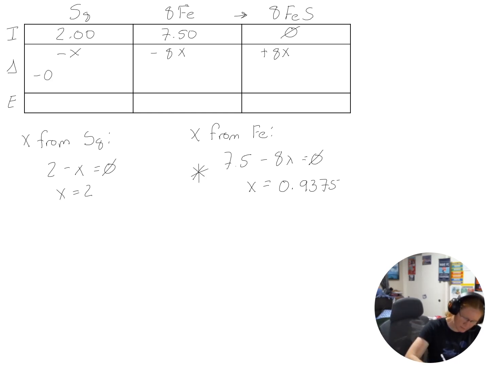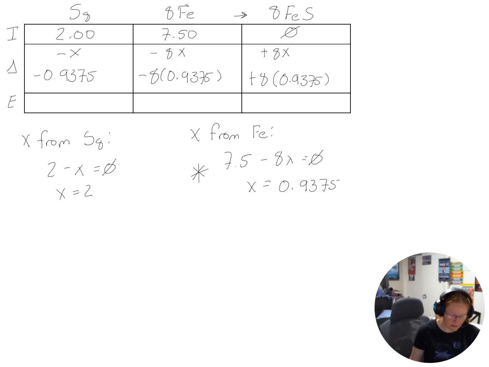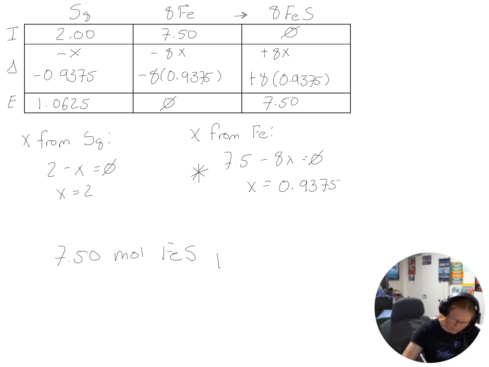So we'll lose 0.9375. We'll lose 8 times 0.9375, and we'll gain 8 times 0.9375. Okay? All right, and so as we do this, 2 minus this, we get 1.0625. We get 0, and we get 7.50. So how many moles of iron 2 sulfide are produced? 7.50 moles of iron 2 sulfide produced.